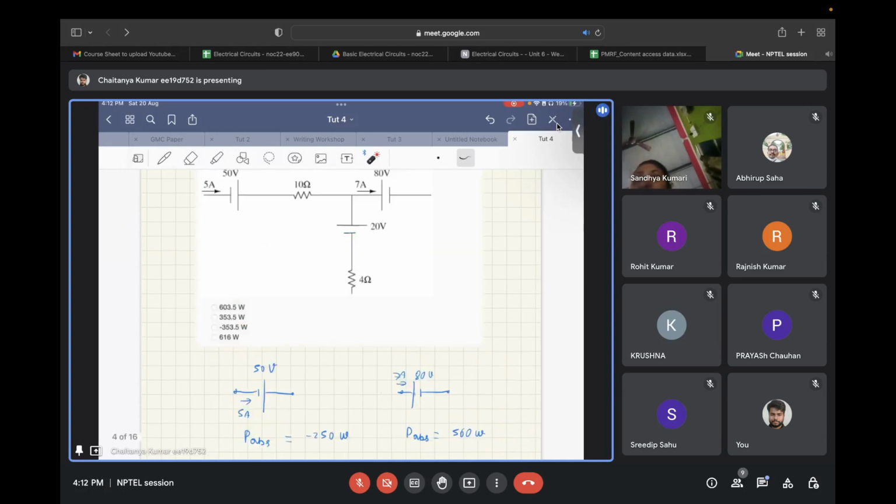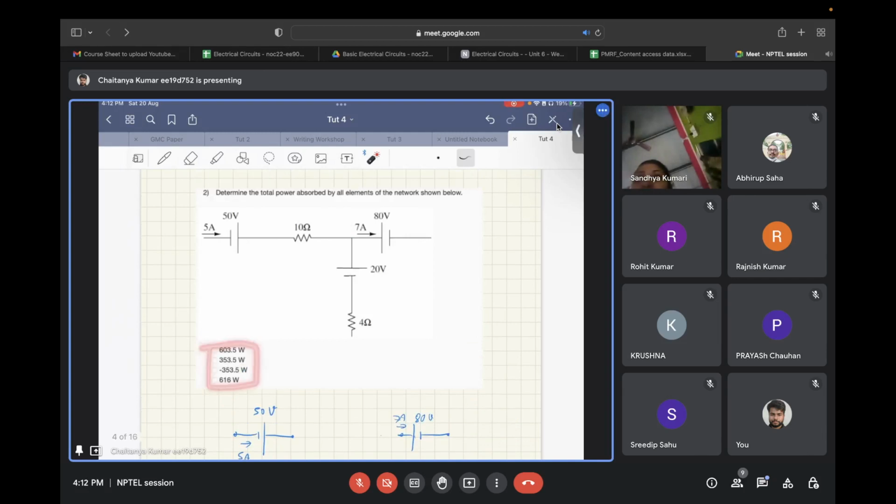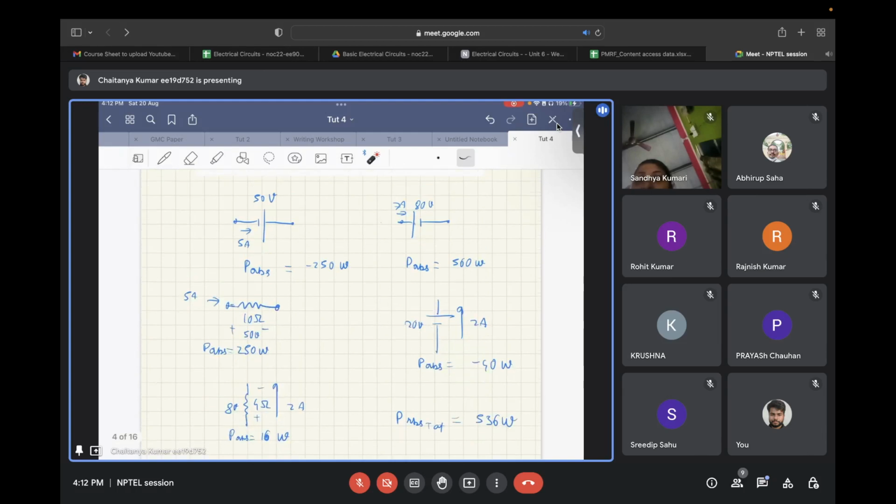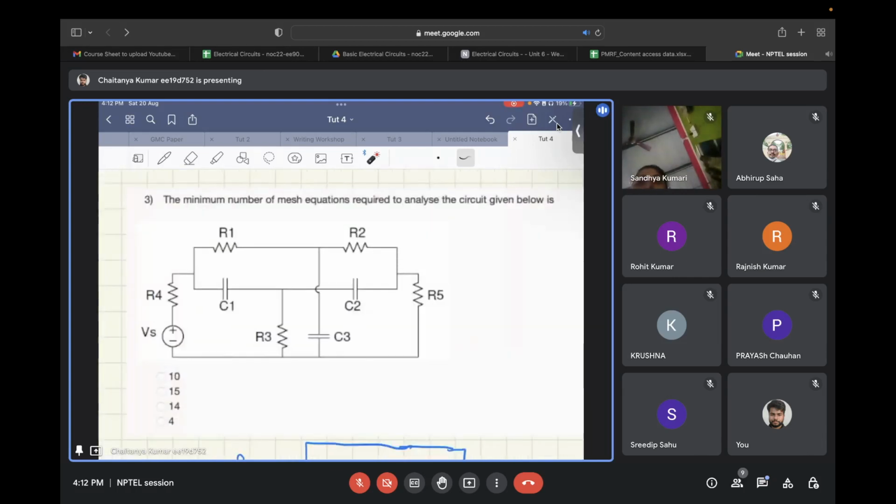I think there is some problem in the options of this. So yeah, the power absorbed is 536 watts, the total power if you sum it. Any doubt in this? Okay, if there is no doubt, we'll move to the next question.